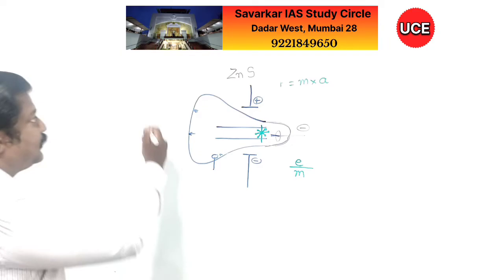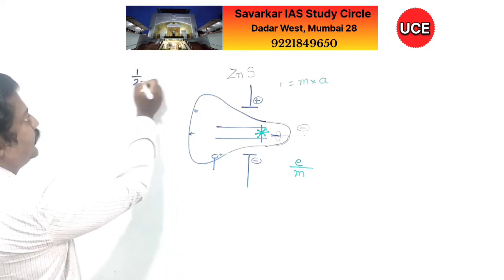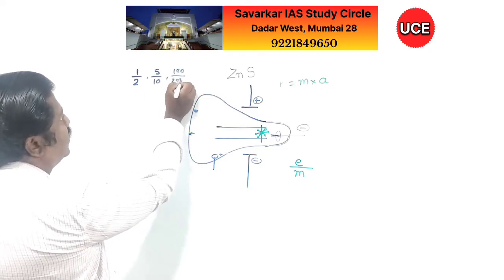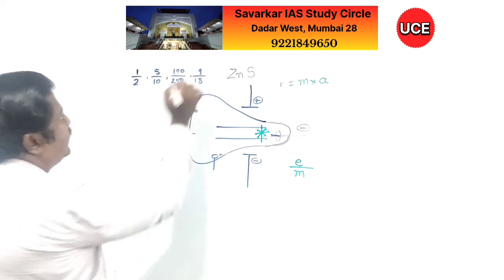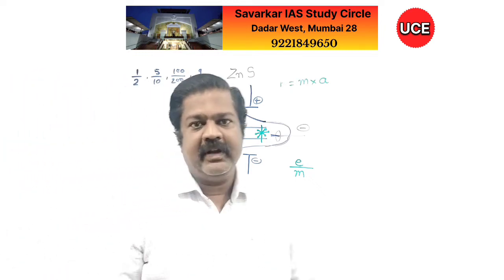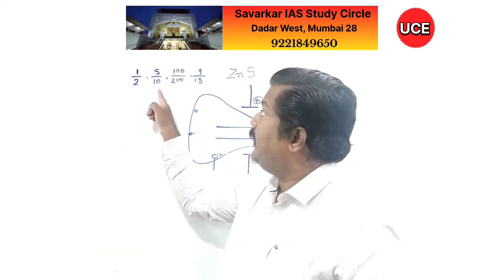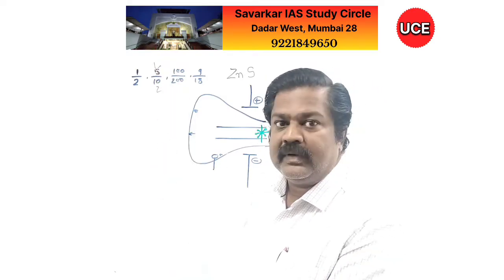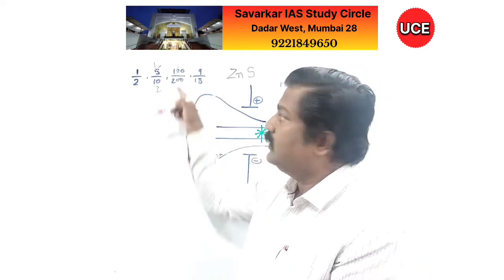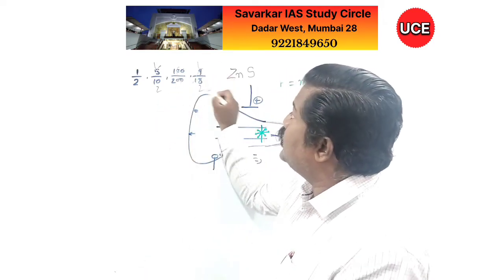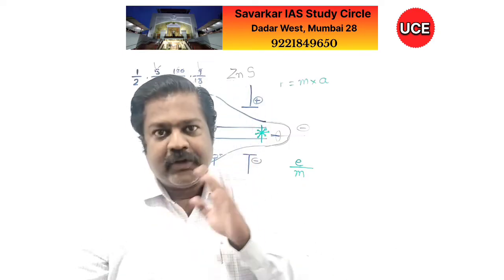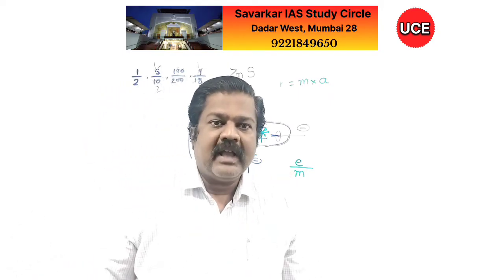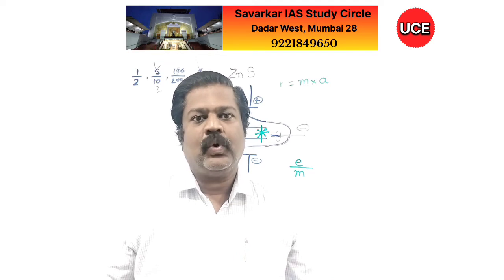Let me clarify. Suppose we are saying 1 by 2, 5 by 10, 100 by 200, 9 by 18. So I am considering a variety of values here. But you are aware that ultimately all values end up as 1 by 2. Five ones, five twos, it's 1 by 2. Zeros cancel, remaining 1 by 2. Nine ones, nine twos, 1 by 2. Like that, the ratio is constant. So whatever element is there, it is emitting the same type of cathode rays.